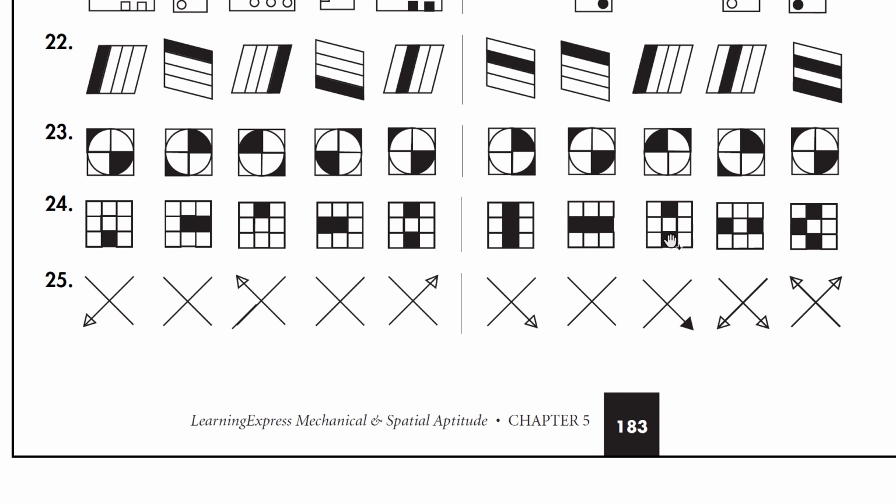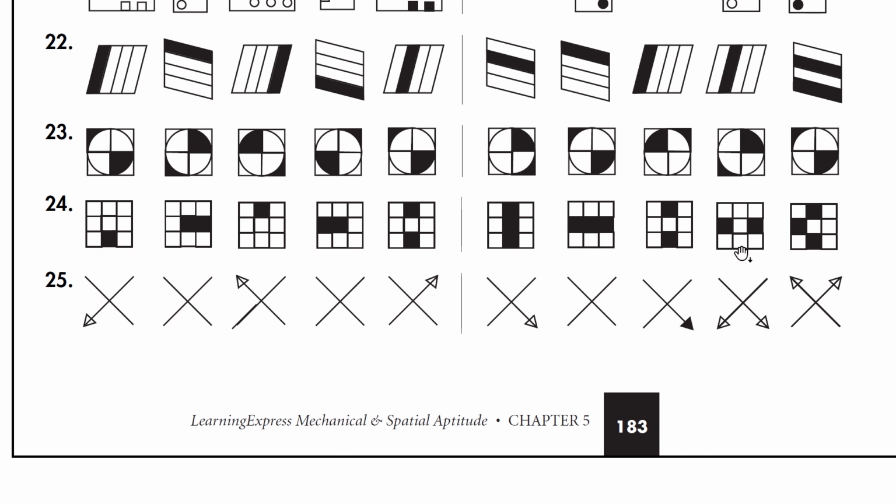Because the pattern is repeating alternately, right? So option C will be the seventh figure, no? Oh yeah, actually, I didn't think of that. I think B is the correct answer. So B is what they are saying is correct, but then how do you explain this? I am thinking D.